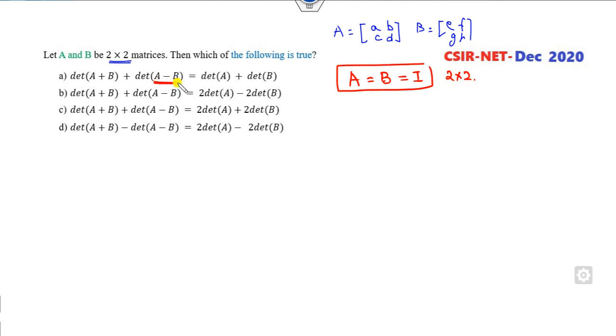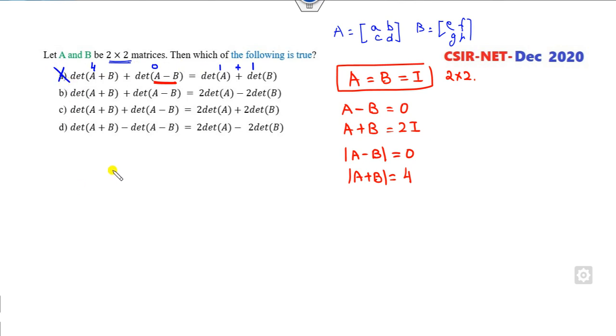Then what is A minus B? A minus B will be 0. A plus B will be 2I. Fine. So what is the determinant of A minus B? 0. Determinant of A plus B is 4. Now look at the options. This is 4, 0. Determinant of this is 1. This is 1. Not satisfied. Cancel. This is 4, 0, 2, minus 2, 0, 4. Not satisfied.